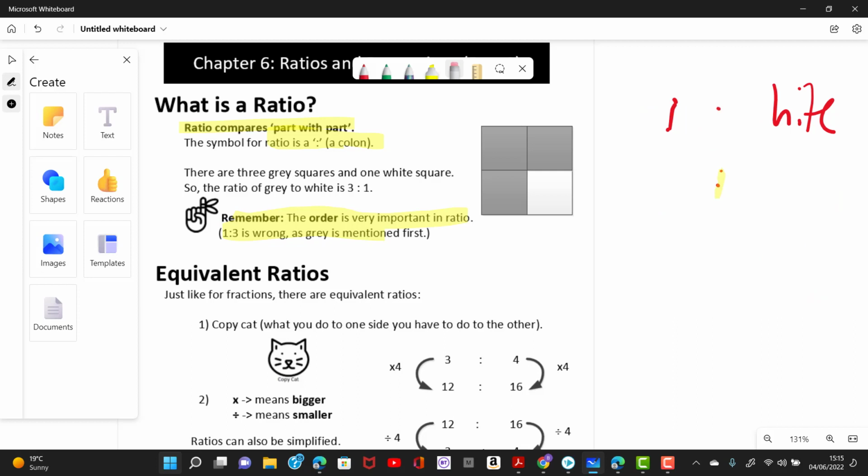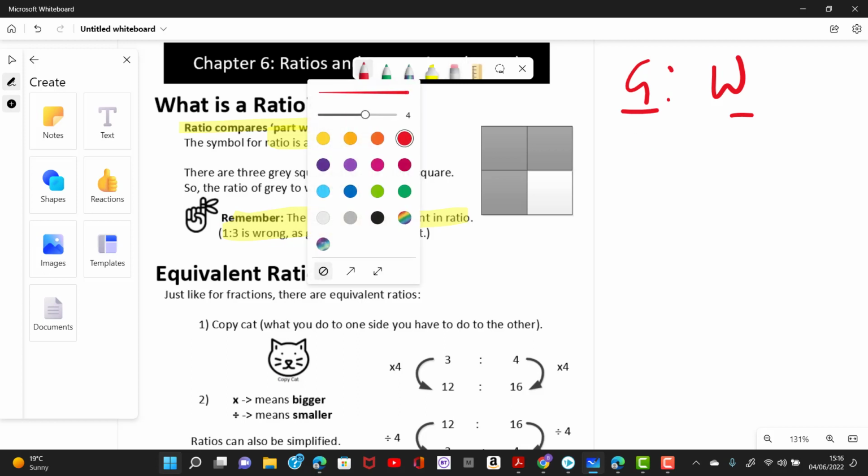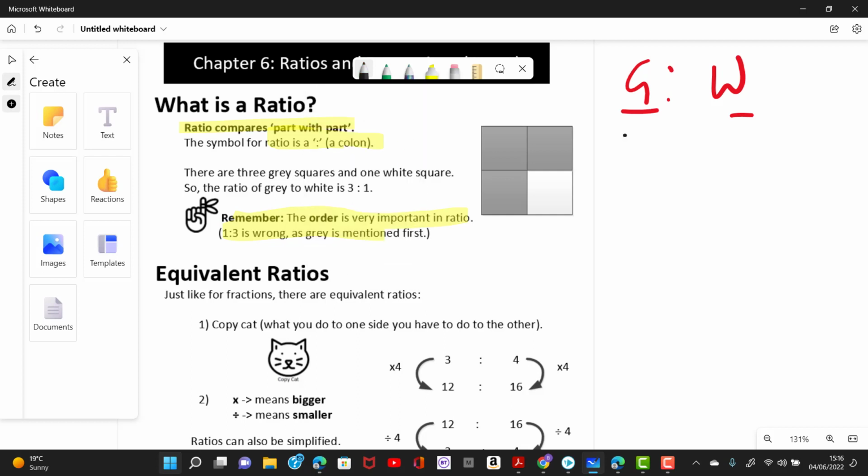Something called equivalent ratios. Let's say the grey to white is, let's put a different colour, let's say it's 3 to 5. Let's say for every 3 grey squares we have 5 white squares.